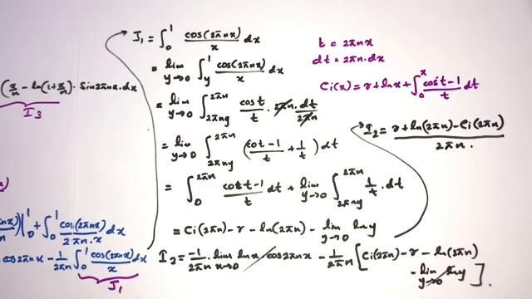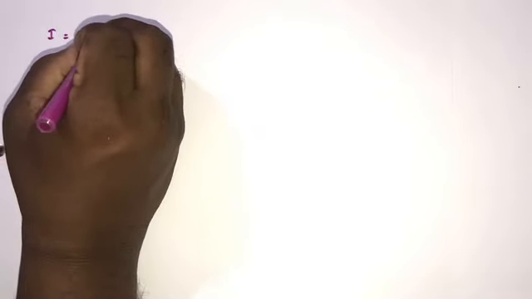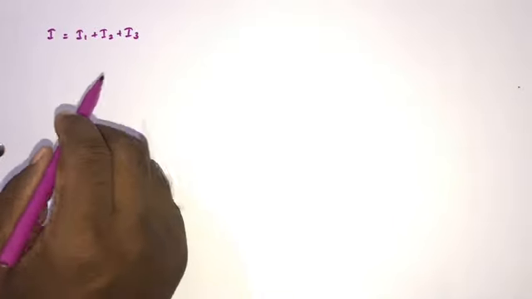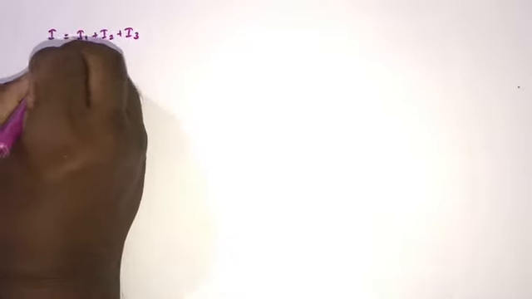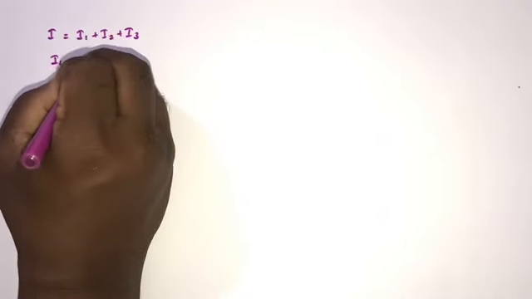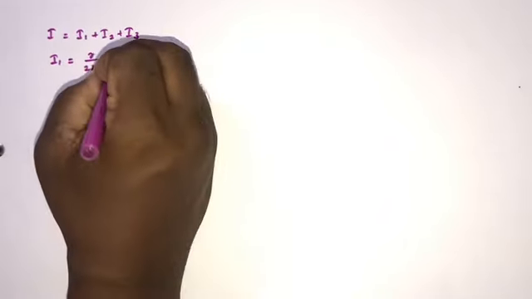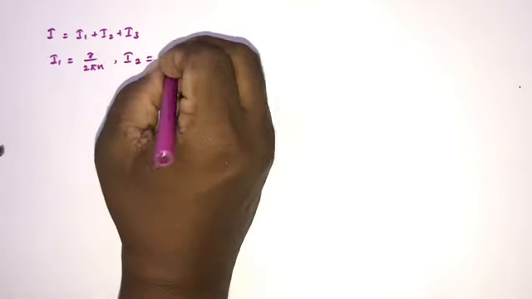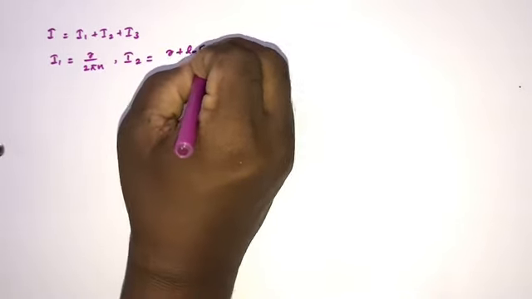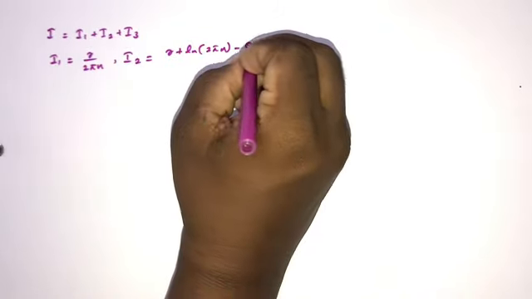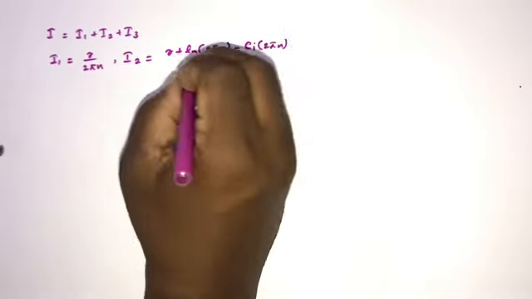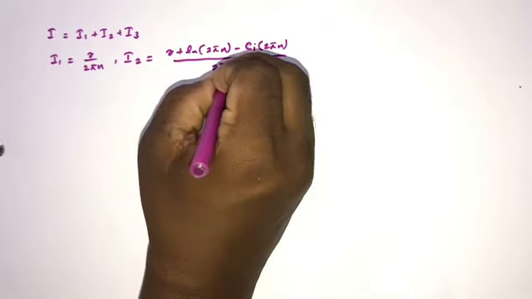So still now we have to integrate I3. Now we know our integral I is equal to I1 plus I2 plus I3. I1 and I2 we solved. I1 is equal to gamma over 2 pi n, and I2 is equal to gamma plus natural log of 2 pi n minus cosine integral of 2 pi n, over 2 pi n.